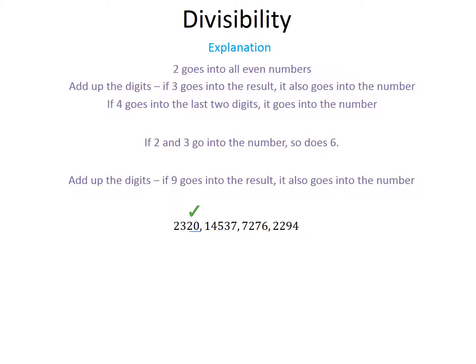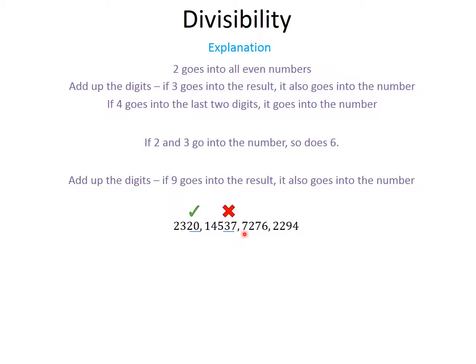14,537. Does 4 go into that? Let's check the last 2 digits. Does 4 go into 37? No, it doesn't. 1, I know this because I know my times tables, and 2, because it's an odd number. 4 doesn't go into any odd number, and so that means it will not work.